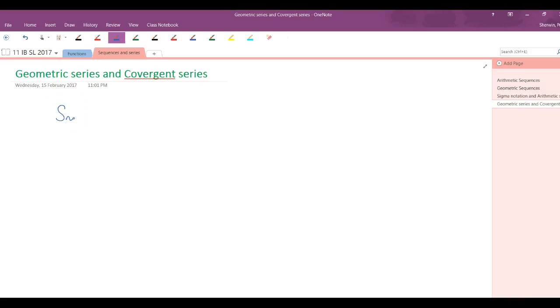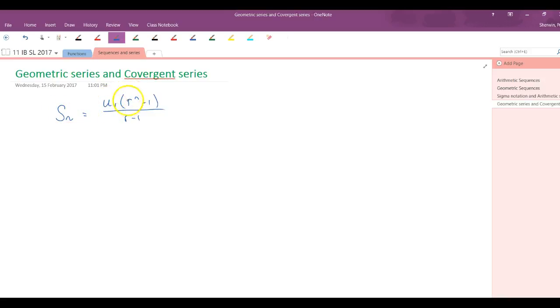There is a nice little proof. It's quite a straightforward one. It's on page 175 if you want to look over it. But we're going to get straight into the formula again. I remind you that this is available to you on your formula sheet when you sit an exam. So this will give you the sum to n terms of a geometric series.